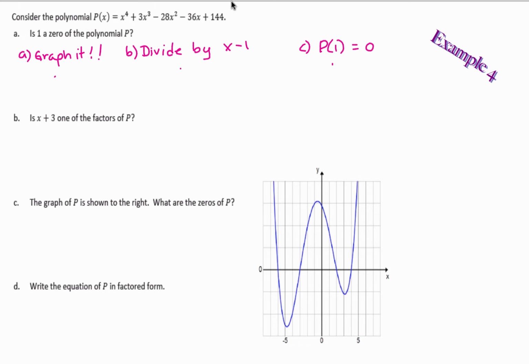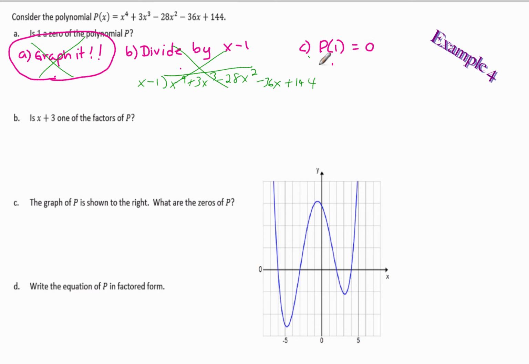Well, for the most part, you guys are going to look to graph it because that's easy. I know very few of you are actually going to take the time to divide x minus 1 into x to the 4th plus 3x cubed minus 28x squared minus 36x plus 144. Heck, I wouldn't even do that. But honestly, I wouldn't graph it. This is the method I choose.